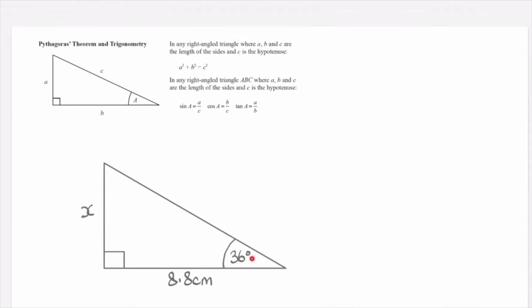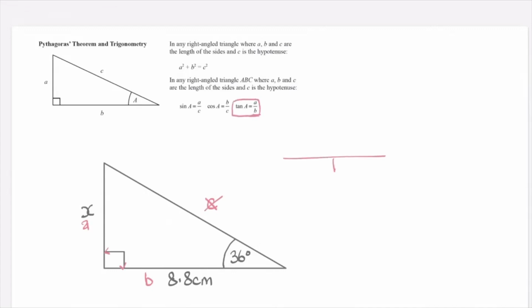So this is my angle in the question. Travel across to find A. Right angle points to A and B, leaving this side to be C. Cross off the one you don't need and then locate A and B on that formula sheet, which is here. So this is the one that I will be using.